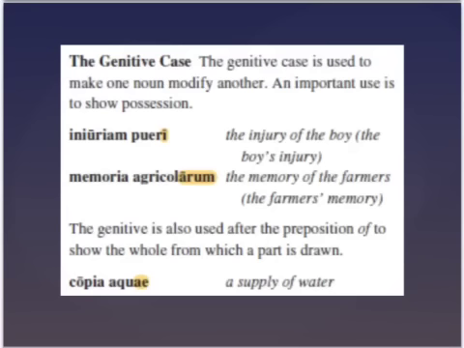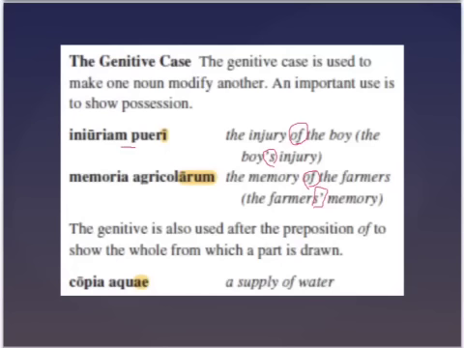And so, for example, iniuriam pueri, so it's the injury of the boy or the boy's injury. Notice how there's two ways to translate it. You can translate it using the English preposition of, but notice that that does not show up in Latin, it's just implied in Latin. Or you could use the apostrophe s, the boy's injury. And again, the plural, memoria agricolarum, the memory of the farmers. And so again, there's using the English preposition of, or, since it's plural, the apostrophe s. The genitive case does not need to agree with the noun that it's modifying. It's completely separate.